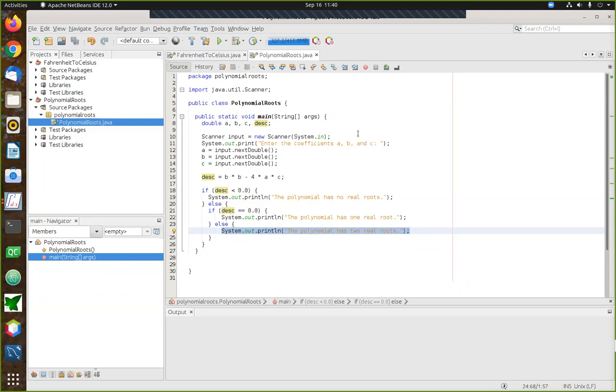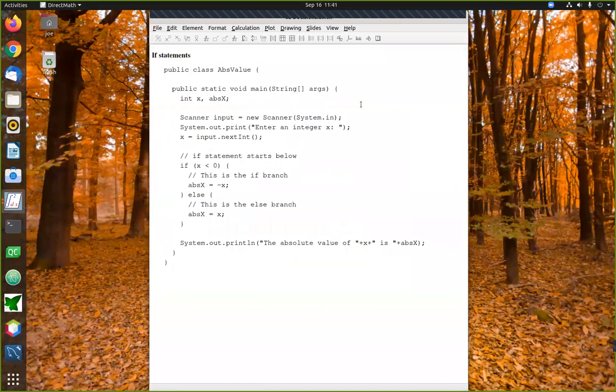Okay, so now let me switch over to a set of lecture notes, and let's talk in a little bit more detail about how the if-else statement works, and look at some of the more basic mechanics of the if-else statement. All right, so here's another example.